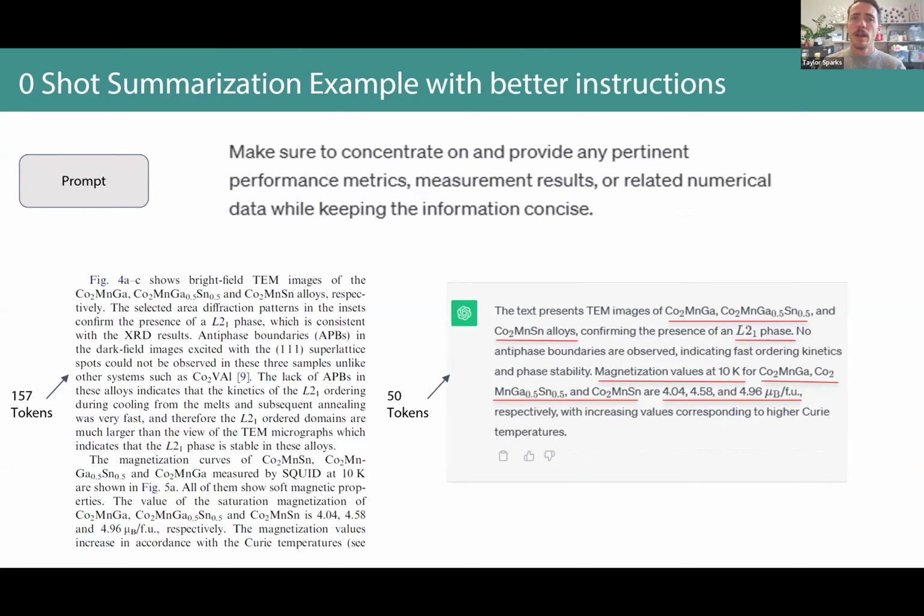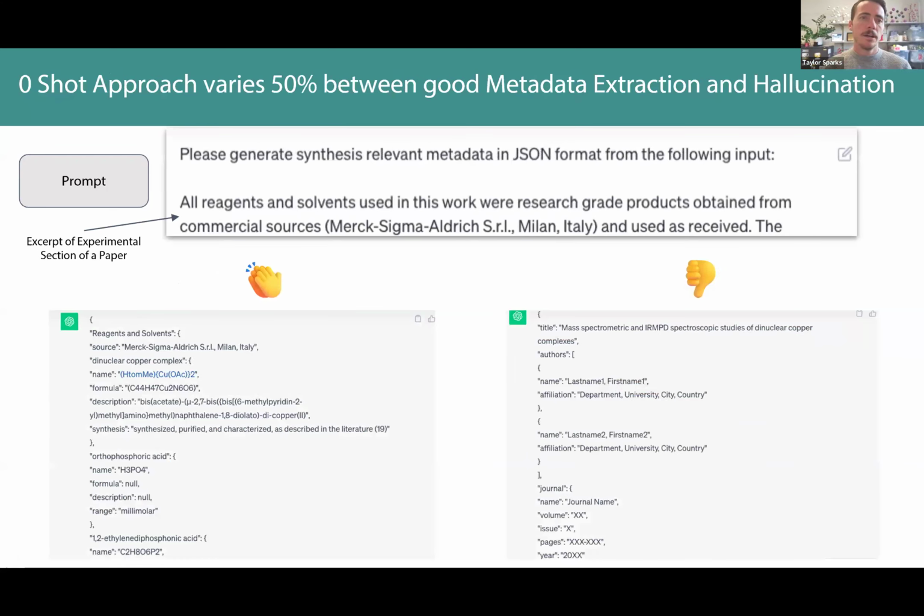So now we're going to do zero shot, but we're going to give it better instructions. We're going to say, okay, I want you to summarize it, but make sure to concentrate on and provide any pertinent performance metrics, measurement results, or related numerical data while also keeping the information concise. Check it out. It goes from 157 down to 50. It's actually smaller, but it's keeping all the values, like the Bohr magneton values of this material. All the phases, different named entities are being included, so it's doing a better job.